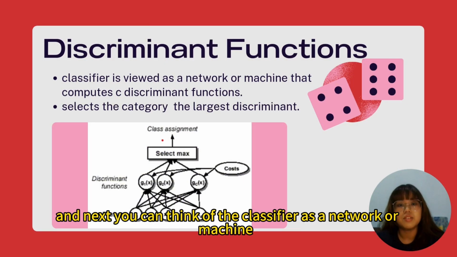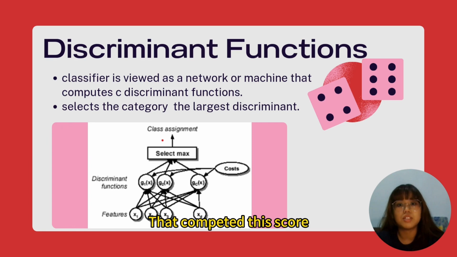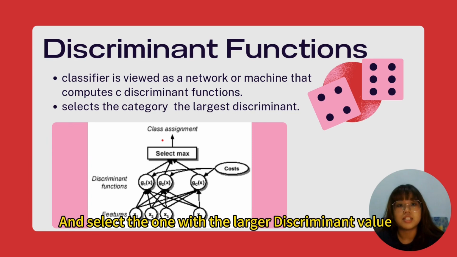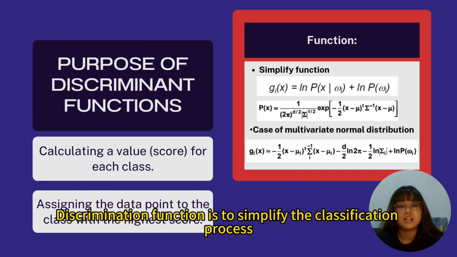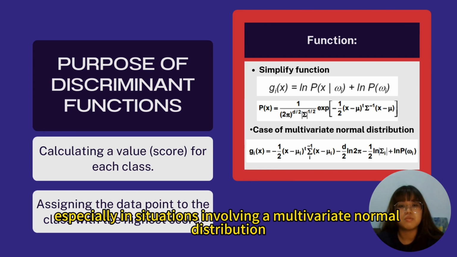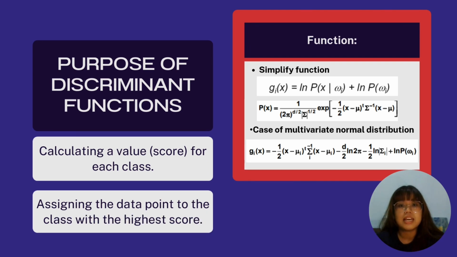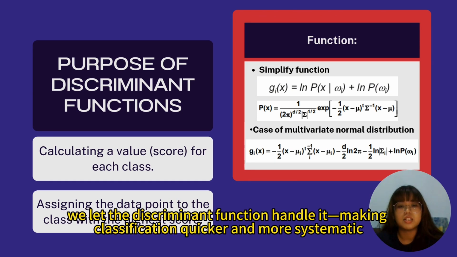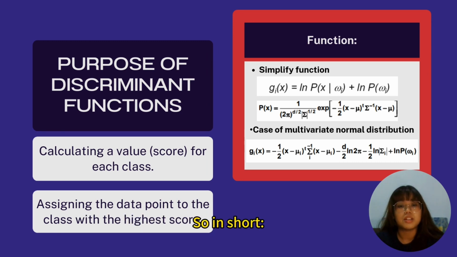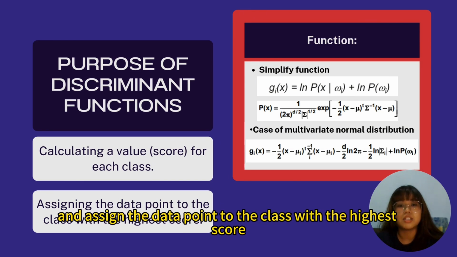Next, you can think of the classifier as a network or a machine that computes this score, one for each class, and selects the one with the largest discriminant value. Now, why are we using discriminant functions? The discriminant function simplifies the classification process, especially in situations involving a multivariate normal distribution. Instead of manually analyzing complex patterns, we let the discriminant function handle it. It makes classification quicker and more systematic. So, in short, calculate a score for each class, compare them, and assign the data point to the class with the higher score.